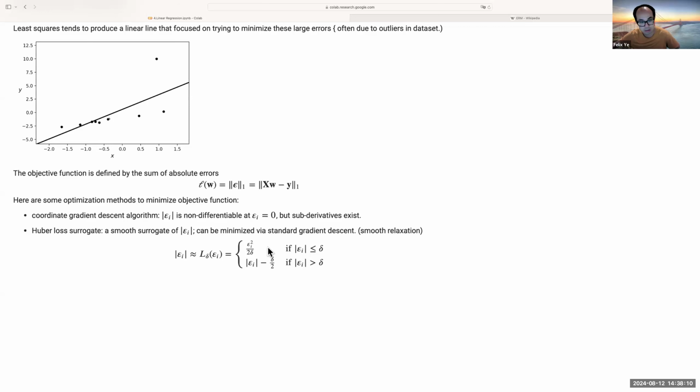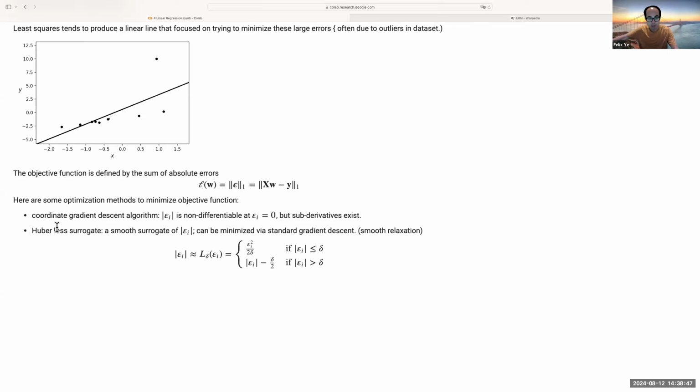The way we do it is, if my epsilon value is bigger than delta, it will be the same as the absolute value of epsilon. However, if it is smaller than this region right here, it will be replaced by a quadratic function, which is epsilon squared over 2 delta. This is called Huber loss, a smooth relaxation of the one norm of my error.